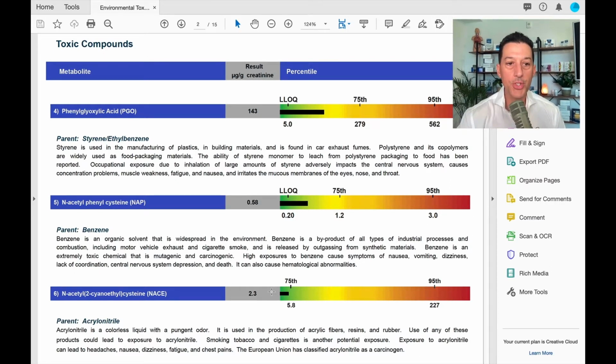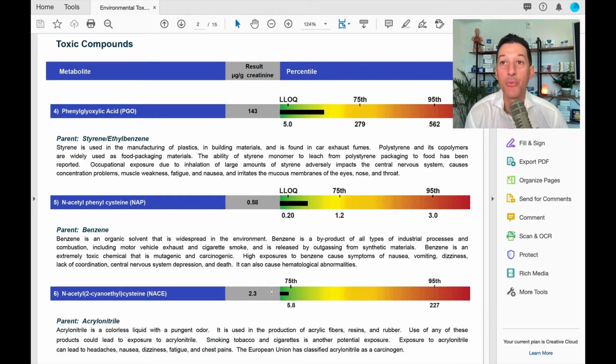Okay. So the next ones are in the same category. These are styrenes, ethylbenzenes, and benzene in general. These are, again, going to come from exhaust fumes, building materials, plastic. So a lot of new homes may have these benzenes, again, invisible vapors in the air. So really, really important to look at that.